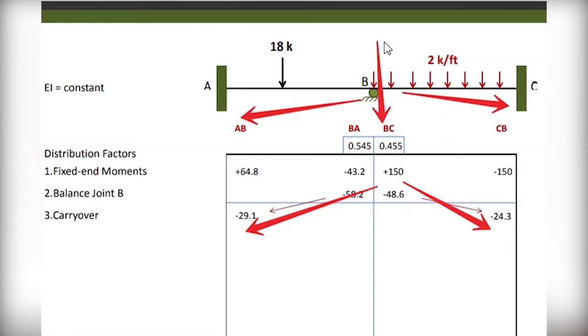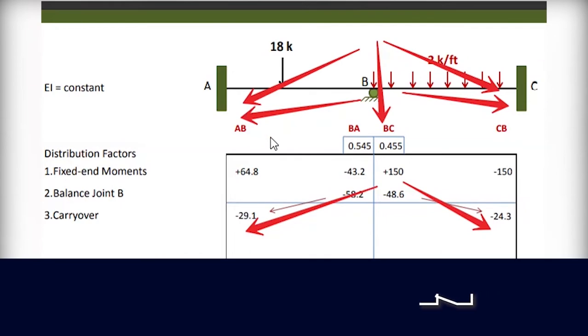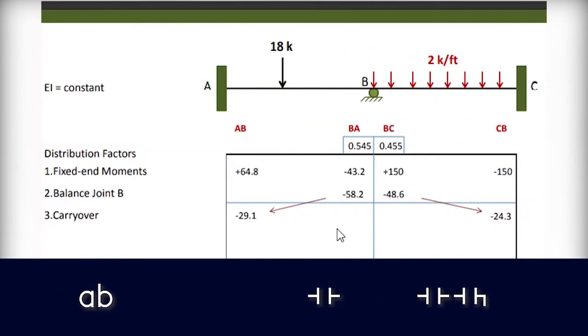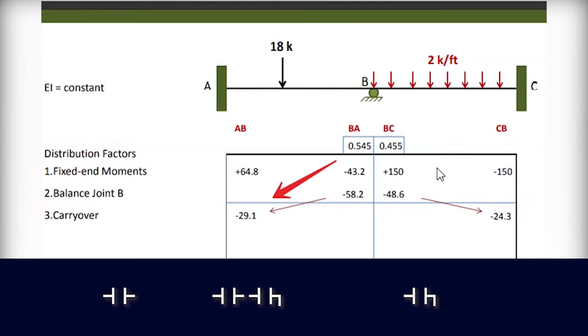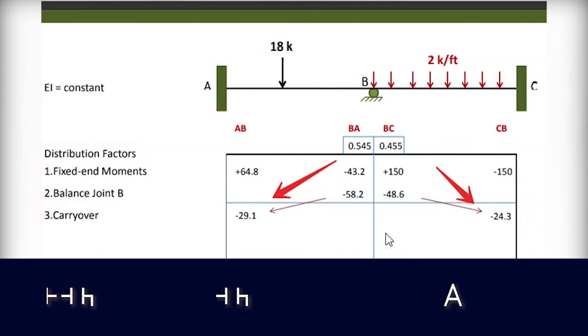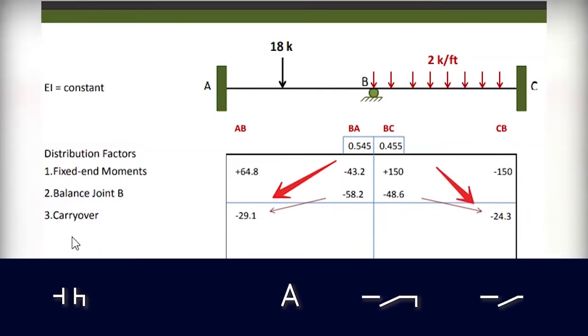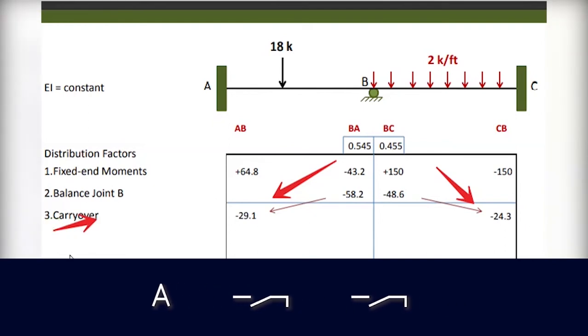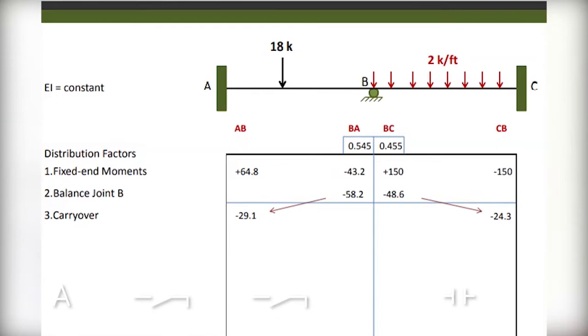So if it is a fixed support, the value to transfer is a half of the value. Once it is a simple support, it means a spring support, the transfer value is 0. So by this way, it is a half of that value from joint B. So here you create the so-called carryover moment. Now let's proceed.